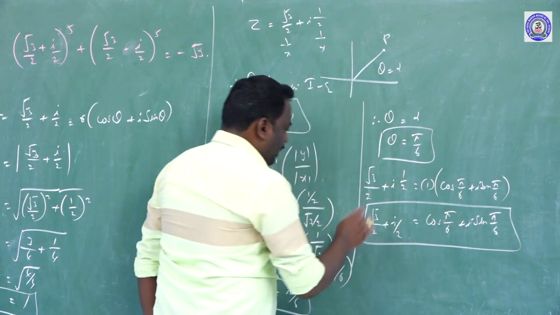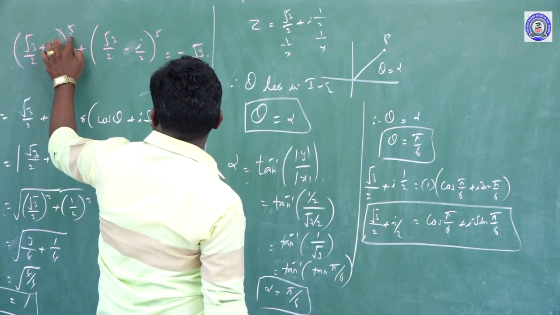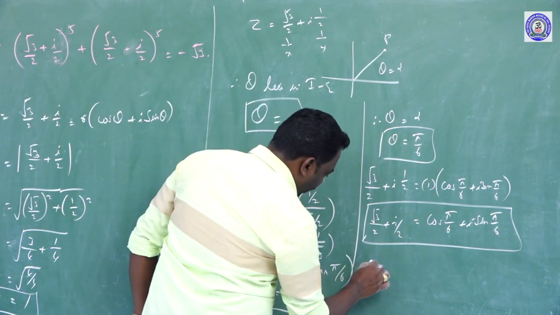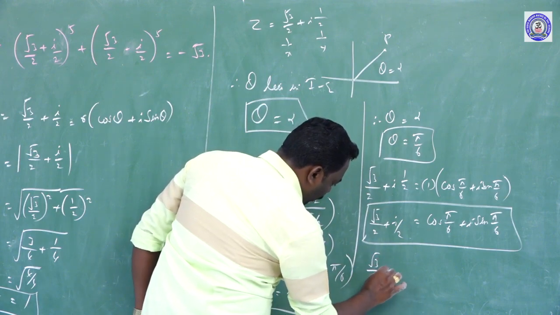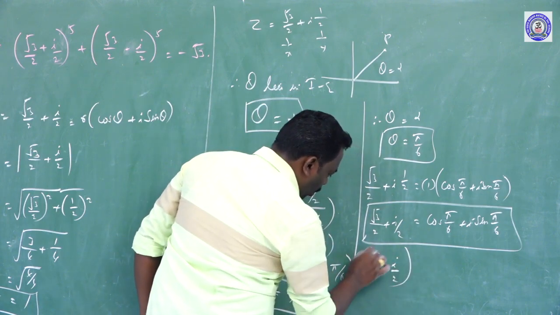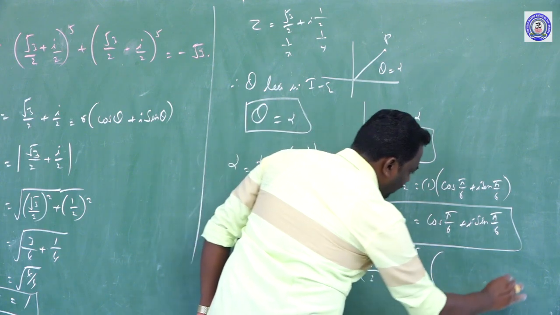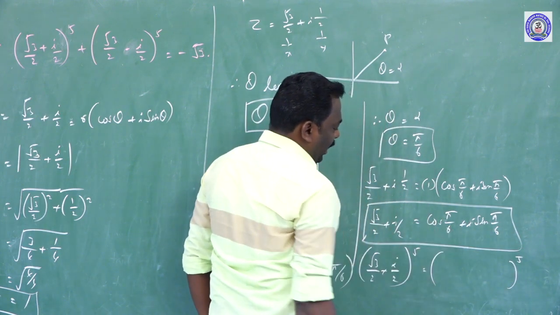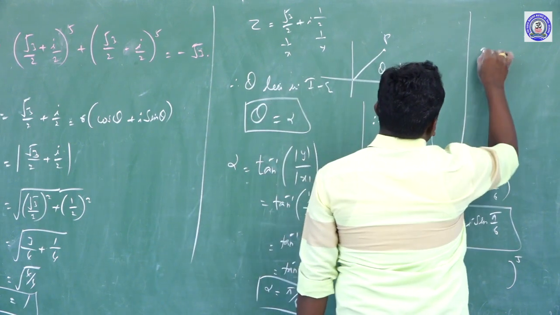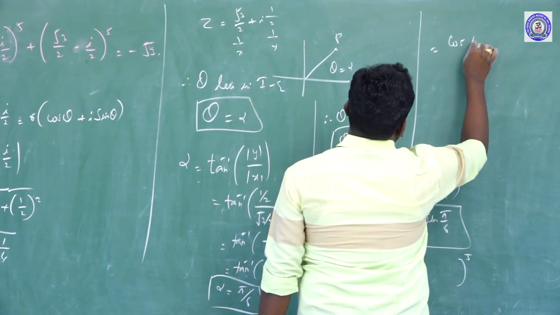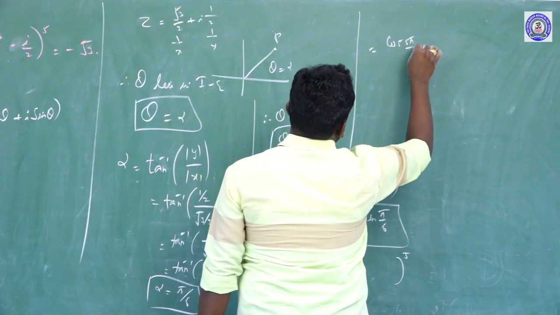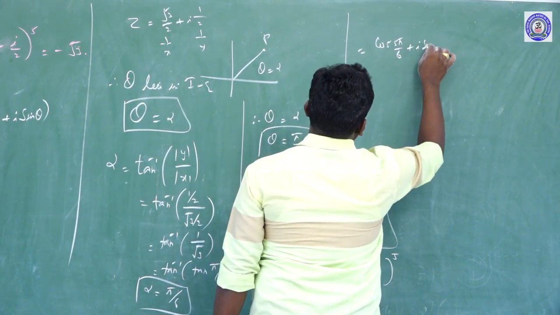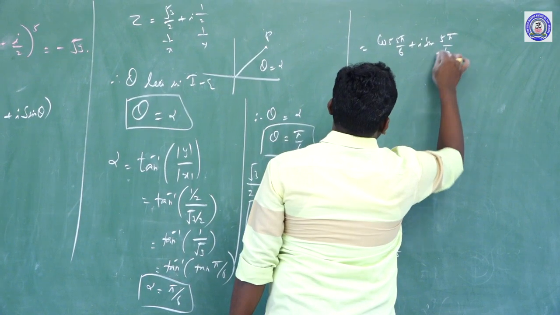So, what do we want to do next? We want to raise the power to 5. Root 3 by 2 plus i by 2 whole power 5 is equal to, bringing the power inside the bracket, cos 5 pi by 6 plus i into sin 5 pi by 6.